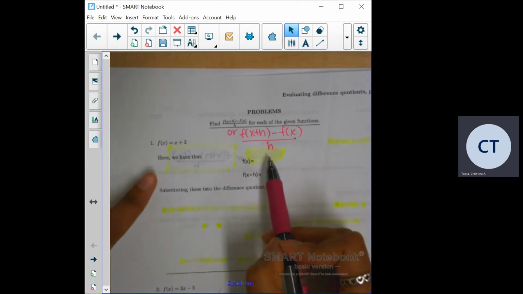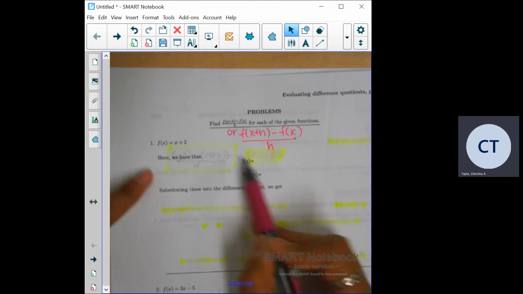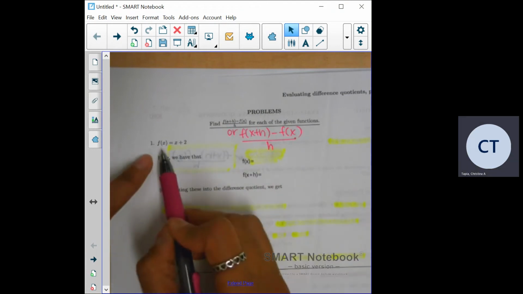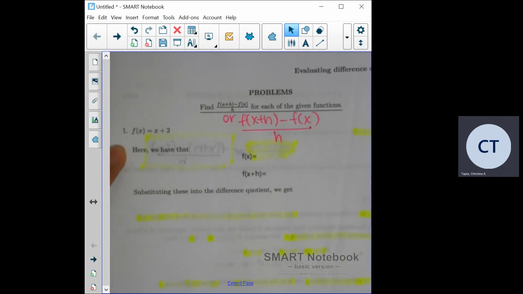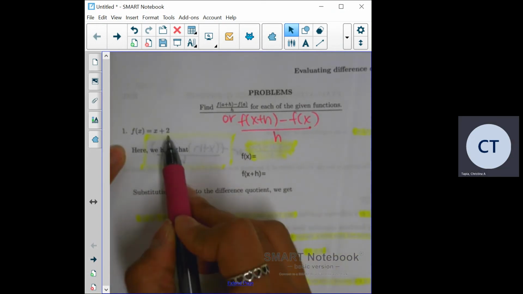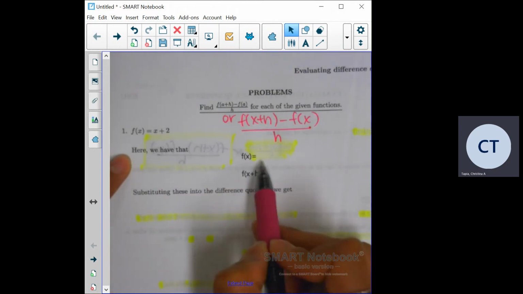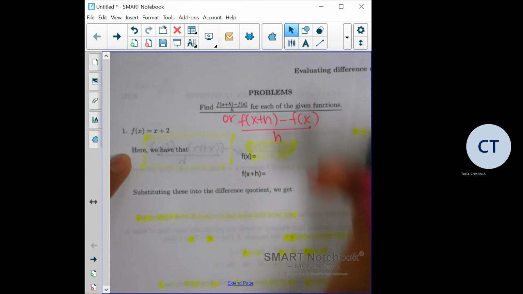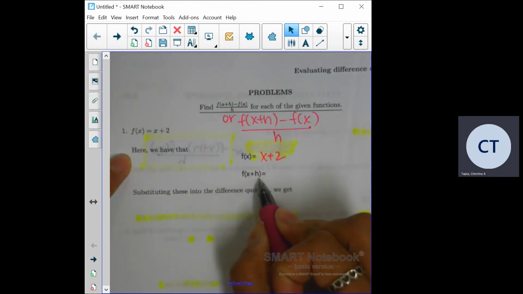Okay, so let's use the f of x plus h formula, so this difference quotient, to simplify this problem. So this one says f of x equals x plus 2. I know it's a bunch of highlighter behind it, but we'll make it do. We have f of x equals, okay, well, what does f of x equal? x plus 2. And we also have f of x plus h.